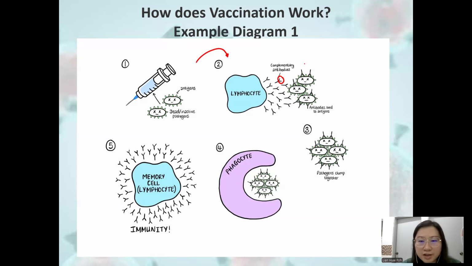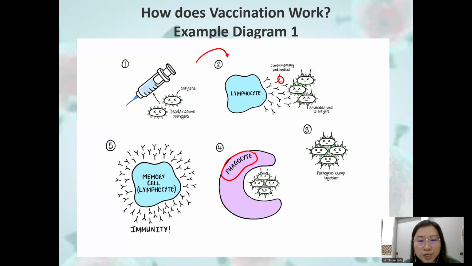After they have bound the pathogens, they can clump the pathogens together. Either they clump the pathogens together or they can destroy them. They have a few methods to destroy the pathogens. One of them is to group them together. Once they group them together, phagocytes will act. I think we have studied phagocytes, right? How they destroy the bacteria.